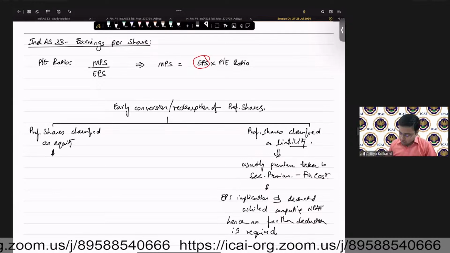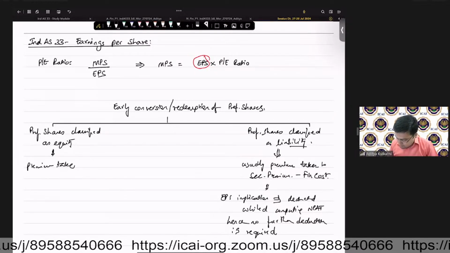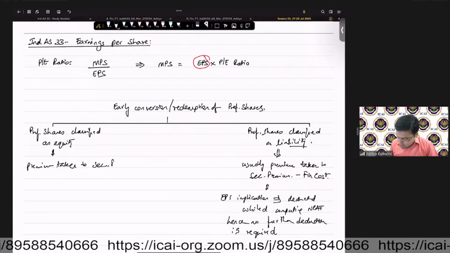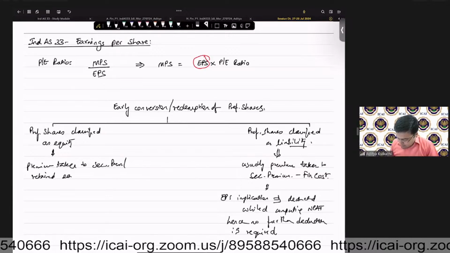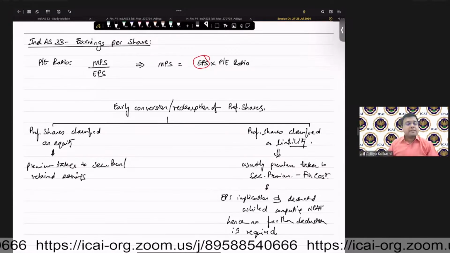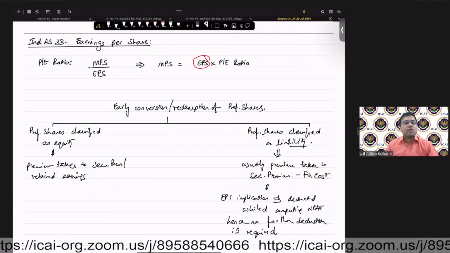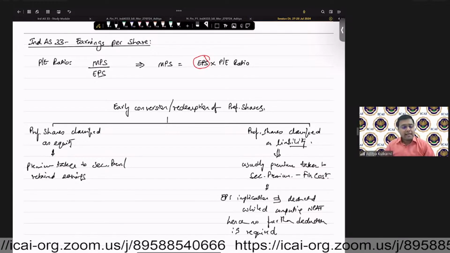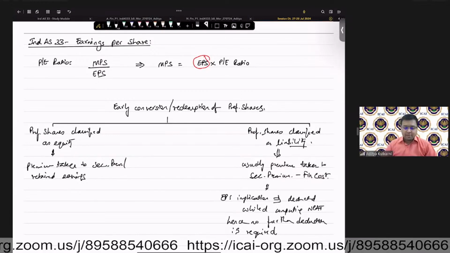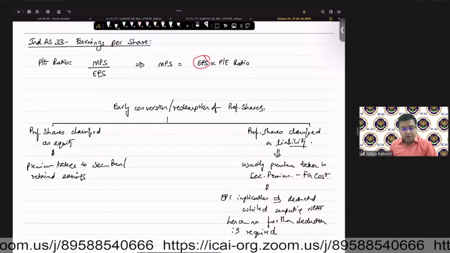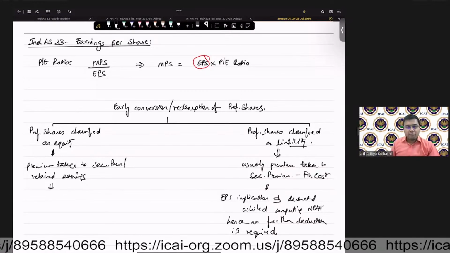When you are classifying as equity and early conversion karoge, then what happens? Premium taken to securities premium or retained earnings. The premium that you give here, will it be classified as a finance cost? Answer is no, because your preference shares themselves are in the nature of equity. So there cannot be a finance cost. So this will be transferred to securities premium or retained earnings. It is not forming a part of your profit and loss.